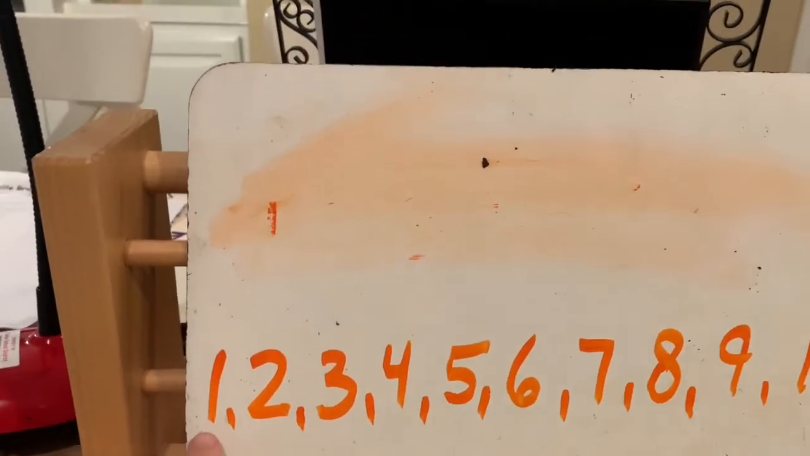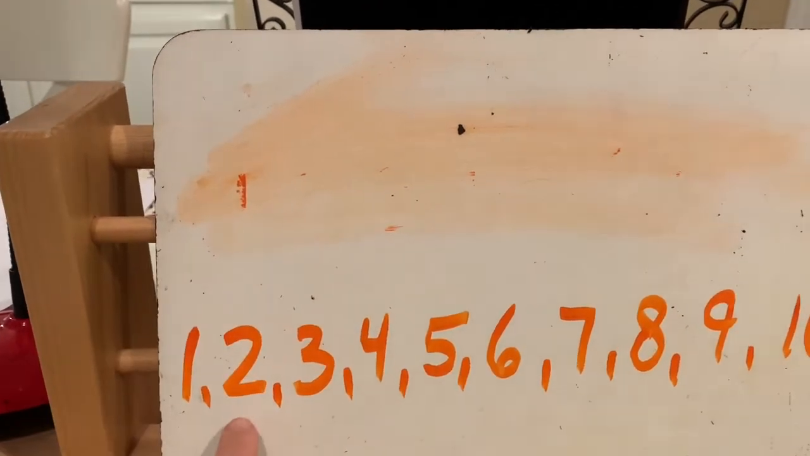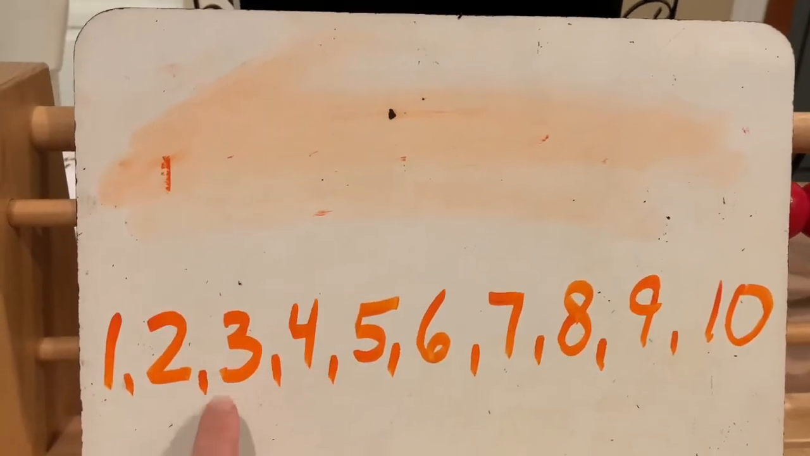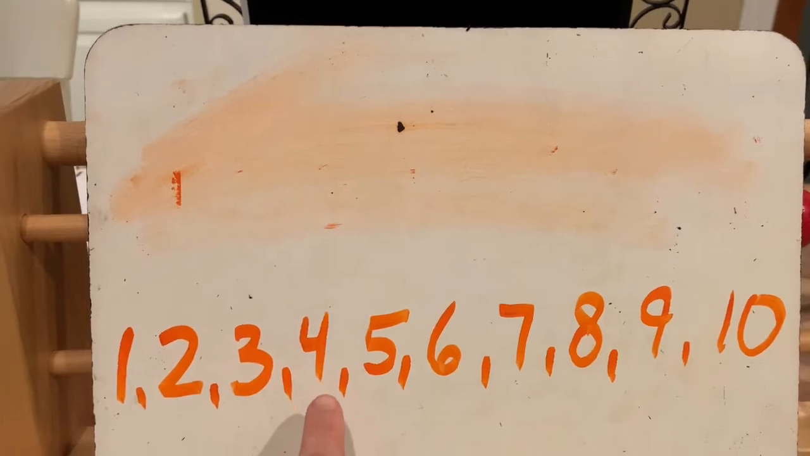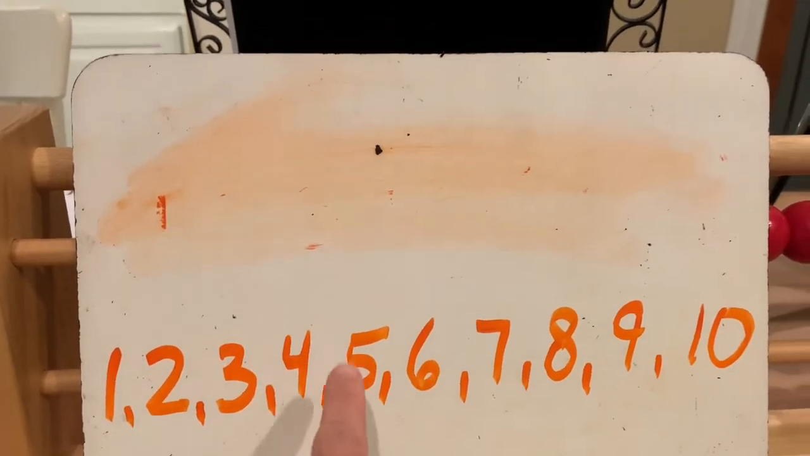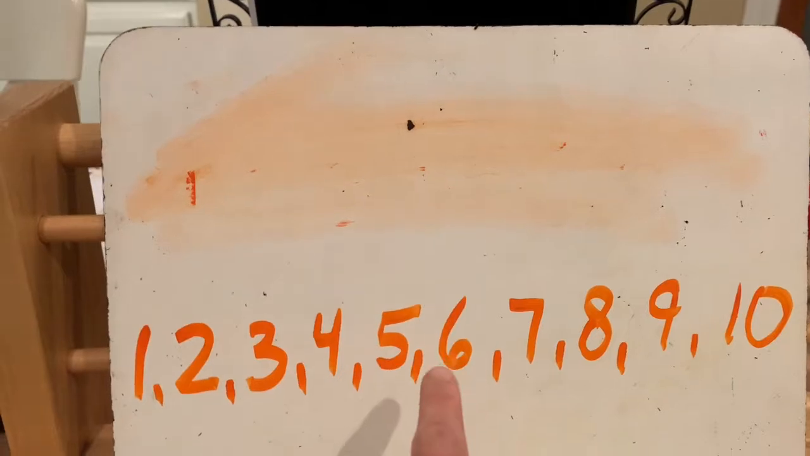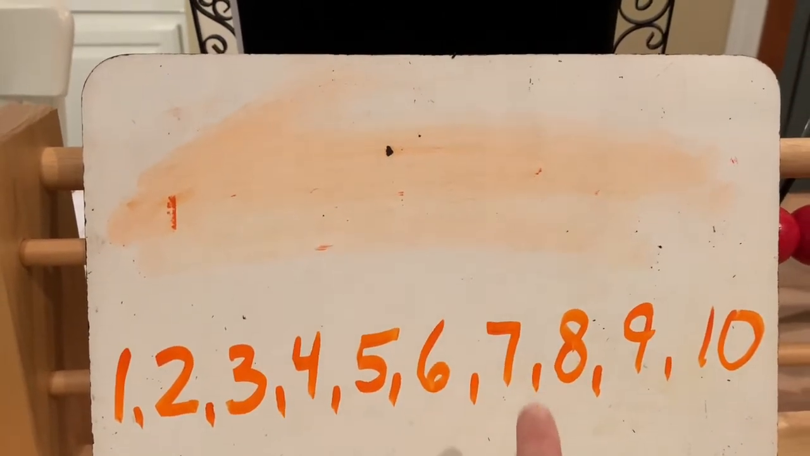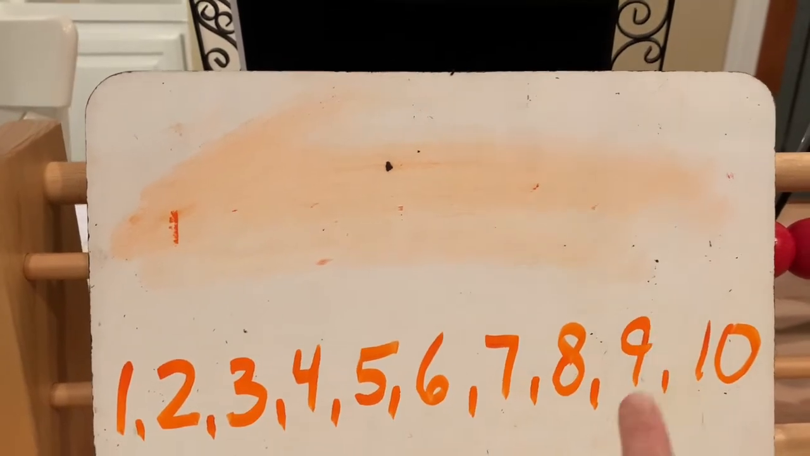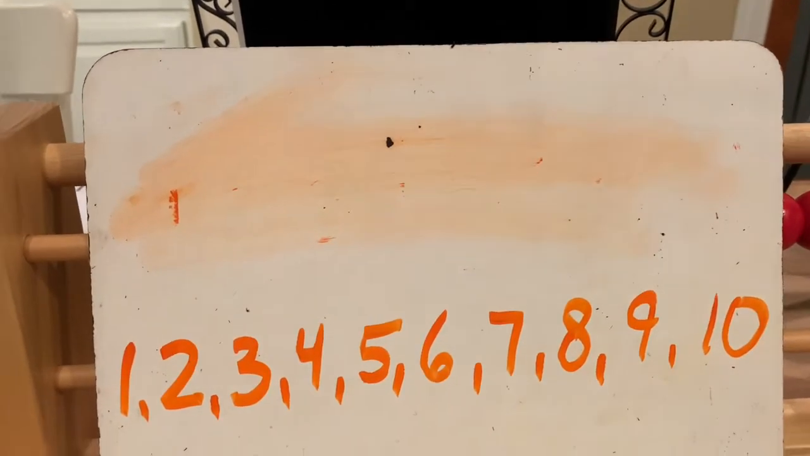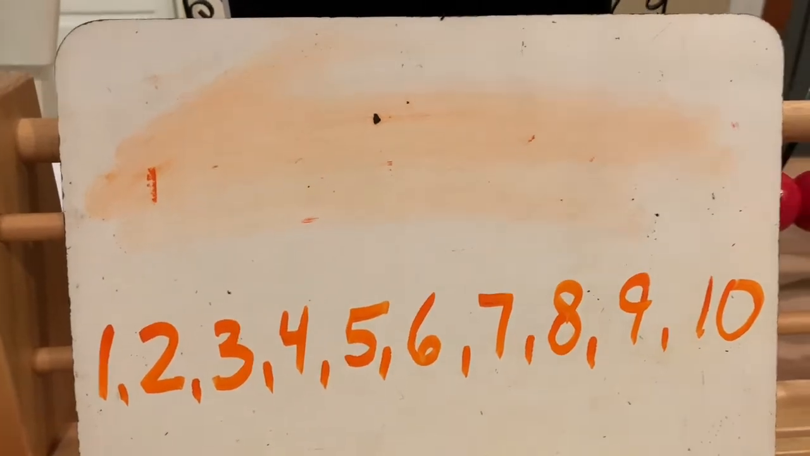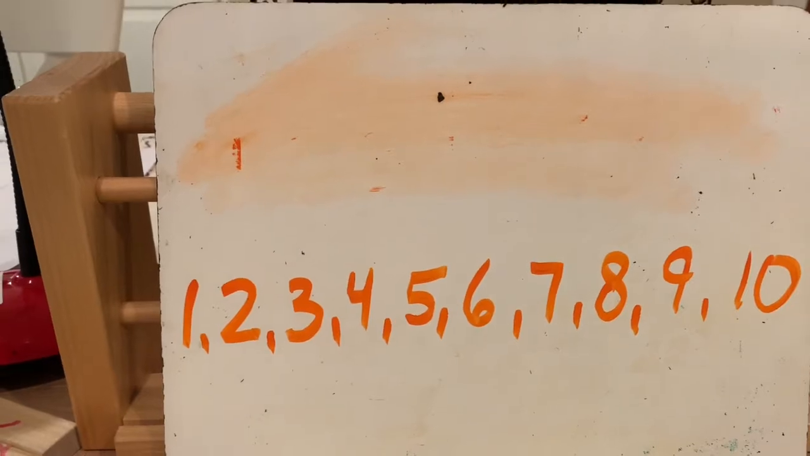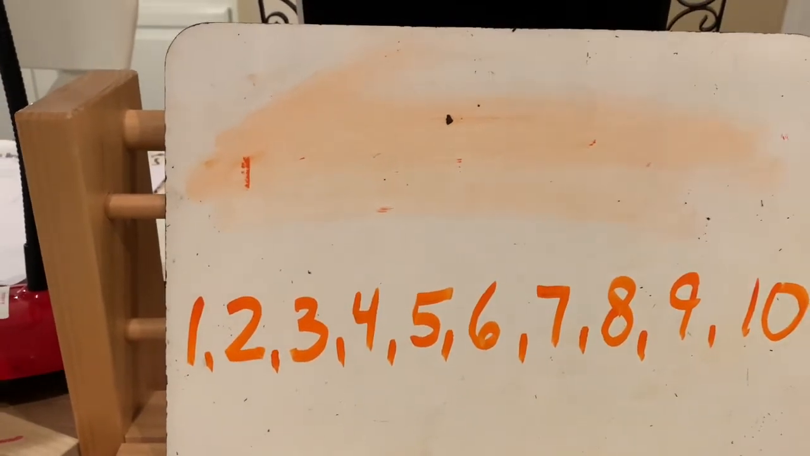So 1 plus 1 is count on to 2. 2 plus 1, count on to 3. 3 plus 1, count on to 4. 4 plus 1, count on to 5. 5 plus 1, count on to 6. 6 plus 1, count on to 7. 7 plus 1, count on to 8. 8 plus 1, count on to 9. And 9 plus 1, count on to 10. See how easy that is? Use your number line. If you look on your number line and you're adding 1 to a number, all you have to do is go to the next number on the number line.